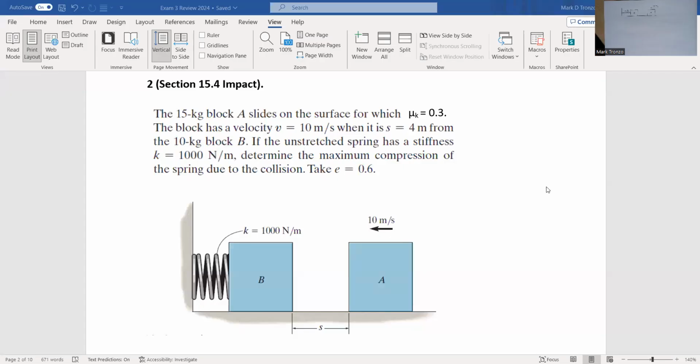Next, we're going to take a look at this problem. The 15 kilogram block A slides on the surface for which the coefficient of friction is 0.3. The block has velocity 10 meters per second when it is 4 meters from the 10 kilogram block B. If the unstretched spring has a stiffness of 1,000 newtons per meter, determine the maximum compression of the spring due to collision. Take the coefficient of restitution e to be equal to 0.6. Let's take a look at this problem.